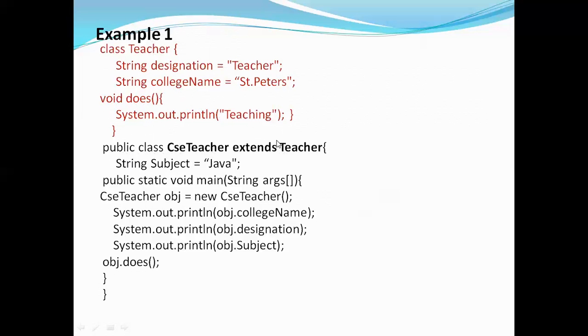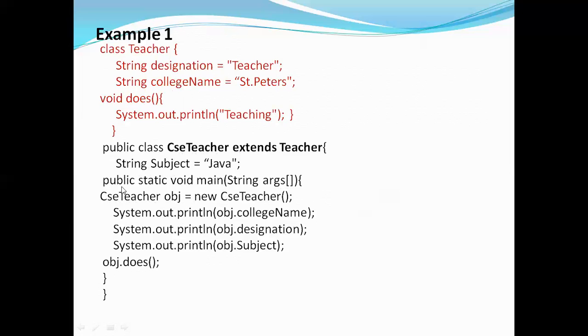So here this is superclass and this is subclass. Now let's see how this subclass will access the data of this parent class, that is superclass. Now just see here, all of you. In this CSC teacher, we have a string called subject, which has the value Java. Now I'm writing the main method.